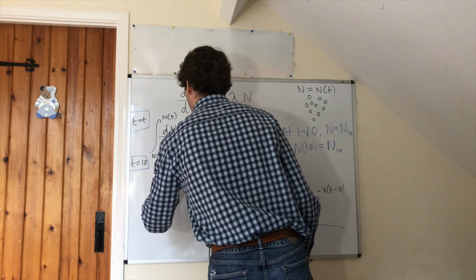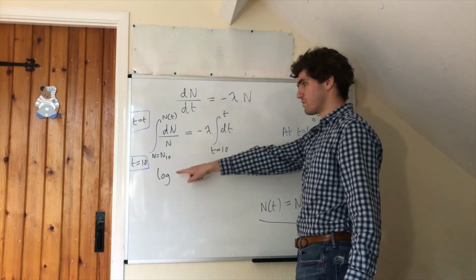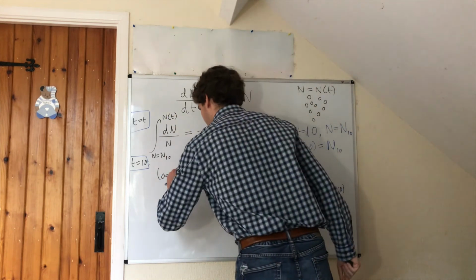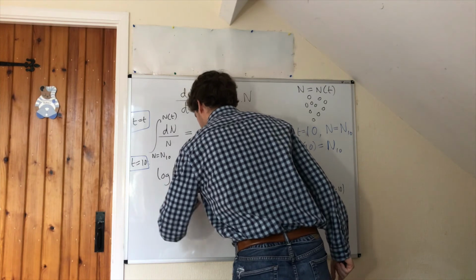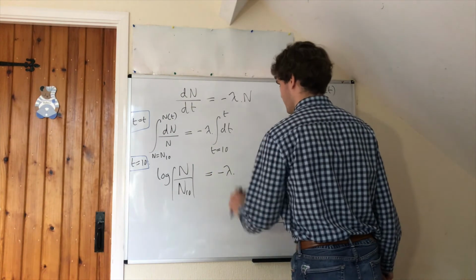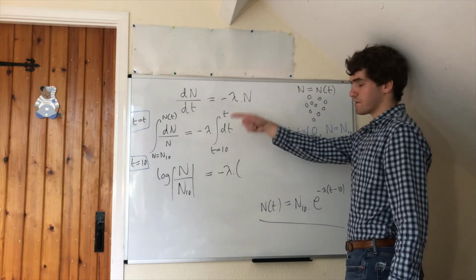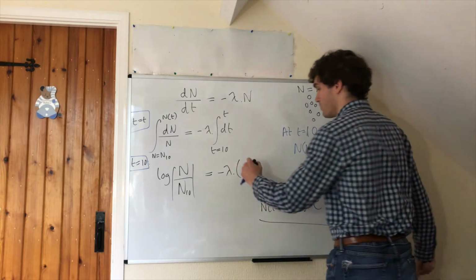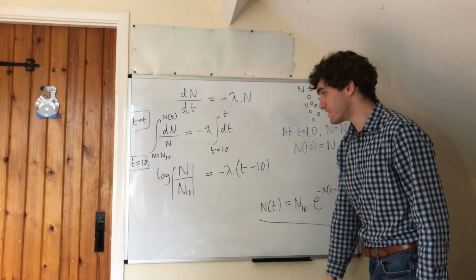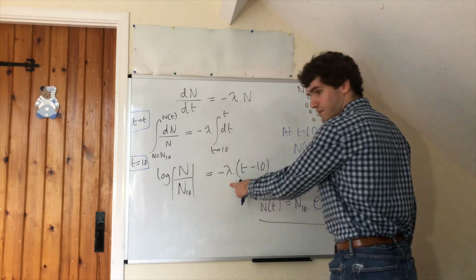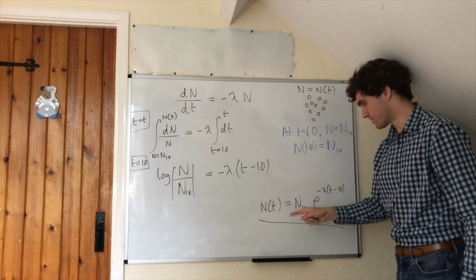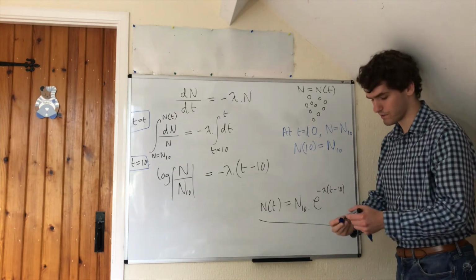So we get log of, now I think you're capable of knowing that this will give you log n, and then you do log of that minus log of that, so it gives you log n over n10 is equal to, well, here we get minus lambda times, well, this gives you a t evaluated at t and then subtract 10. So we get t minus 10. And then again, we can take exponents of both sides. We get that n over n10 is equal to e to this. So when we multiply both sides by n10, you get n of t is equal to n10 e to the minus lambda t minus 10.